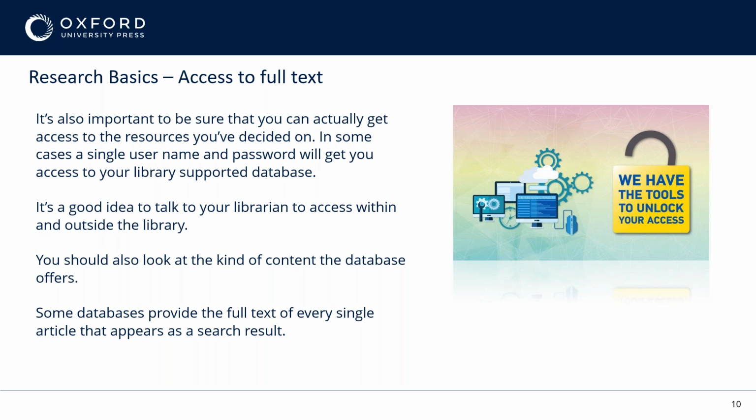Some databases will give you full text of every single article that appears as a search result. Some will say you need to subscribe. In that case, you will have to check where that resource is. If it is not in your library, it will show you the library closest to you which has that resource. So maybe if it is not in University of Malaya, it might be with, let's say, UTM or UPM. So if you have a friend in UPM, you can ask her to share it with you.